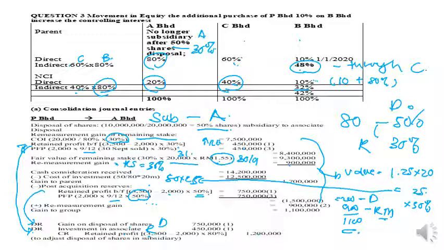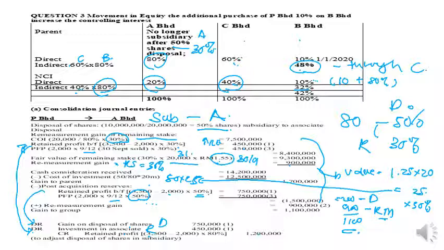So P has another 48%. The 48% here is 80% times 60%. Because C has 80% in B, indirectly, the 60% here is the investment in C, and then the 80% is C in B. That is what you have. So 48% indirect.